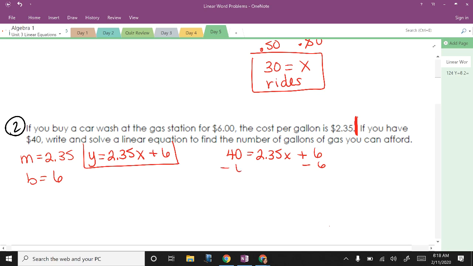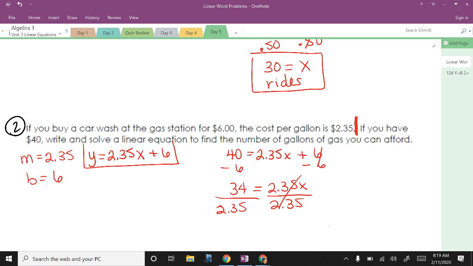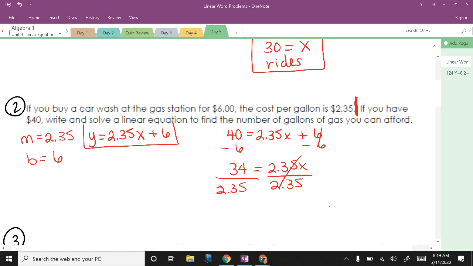Very good. Subtract 6. What's 40 minus 6? 34 equals 2.35x. And we divide by 2.35. And I don't know about you, but I need a calculator to help me do that. 34 divided by 2.35 is 14.46808. Yeah. So we're gonna squiggle that. Y'all know what you do when you approximate something? I'm gonna do about 14.5. Is that okay?